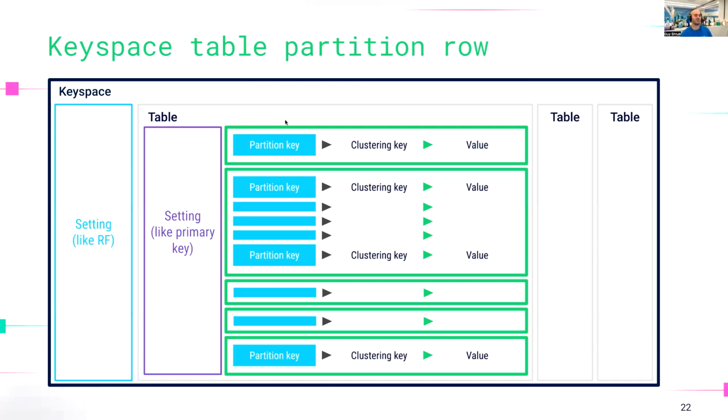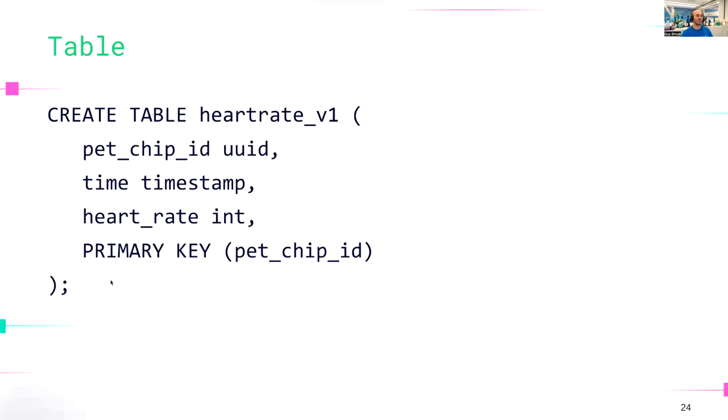So for each column, we define the type. You can see integer or timestamp or UUID. And very importantly, we define the primary key. Okay, the primary key has 2 parts. They are the partition key and the clustering key. The partition key has to be defined. It has to be at least 1 column. And the clustering key can be defined, but it's not mandatory. So it can be 0 or more columns.